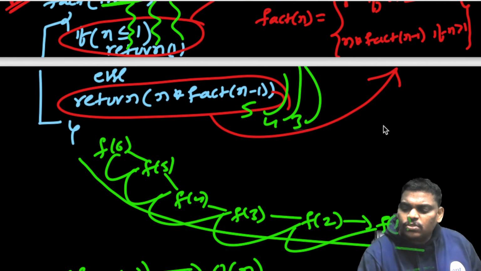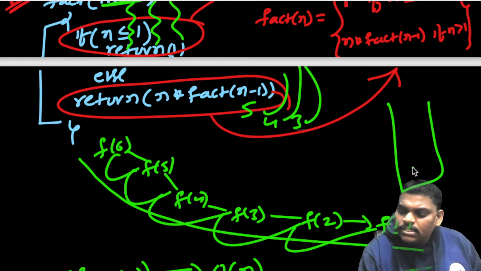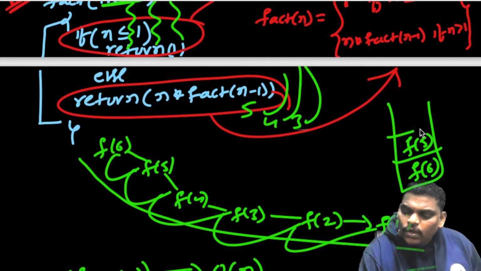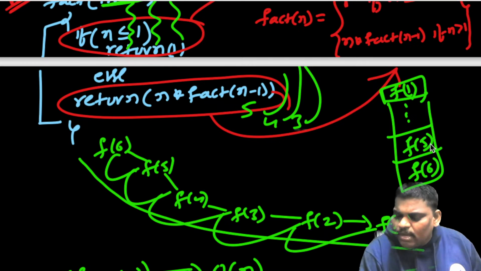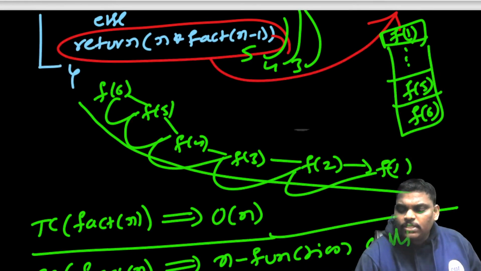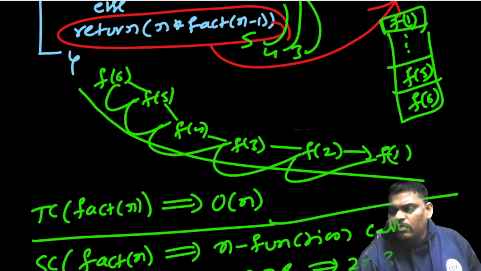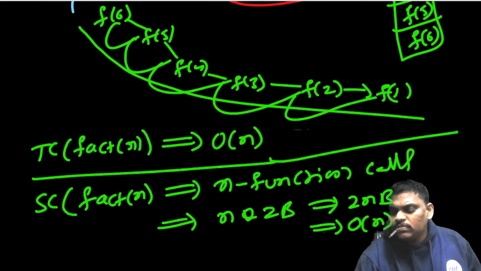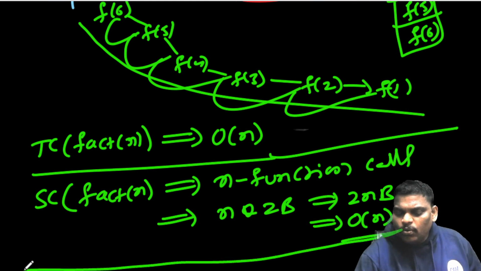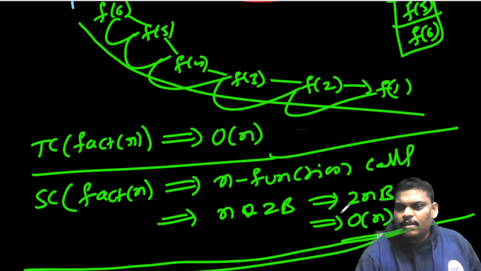If anyone has a small doubt, see this. In the last class we saw fact 6 called, fact 5 called, and so on. Lastly fact 1 is called. So 6 means 6 levels of stack required, n means n levels. So space complexity of fact n is n function calls, every call 2 bytes, so finally 2n bytes, order of n space. So time complexity of this factorial is n, space complexity n.